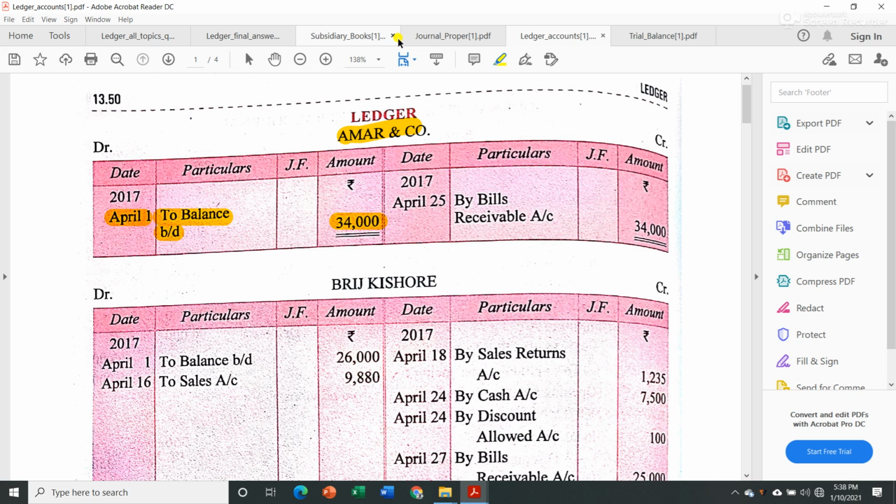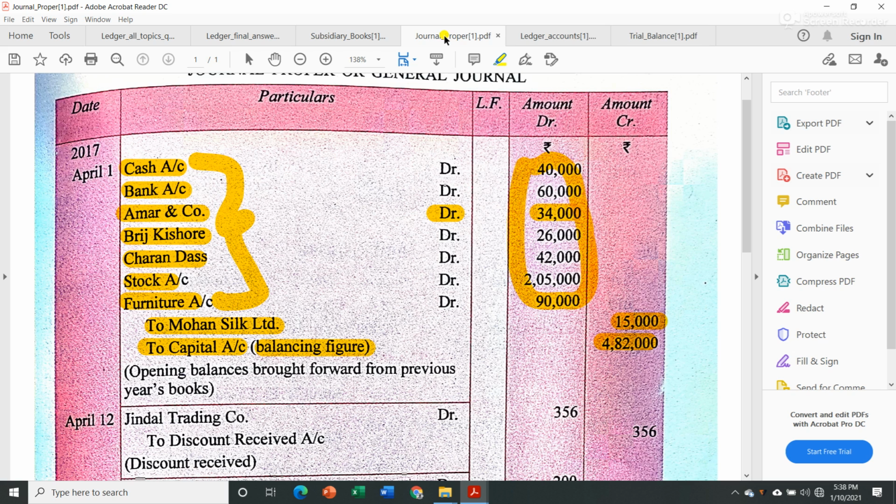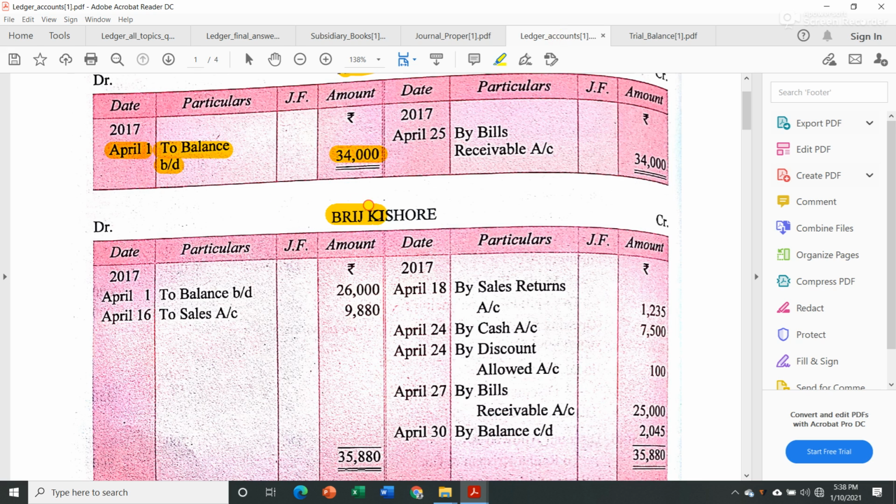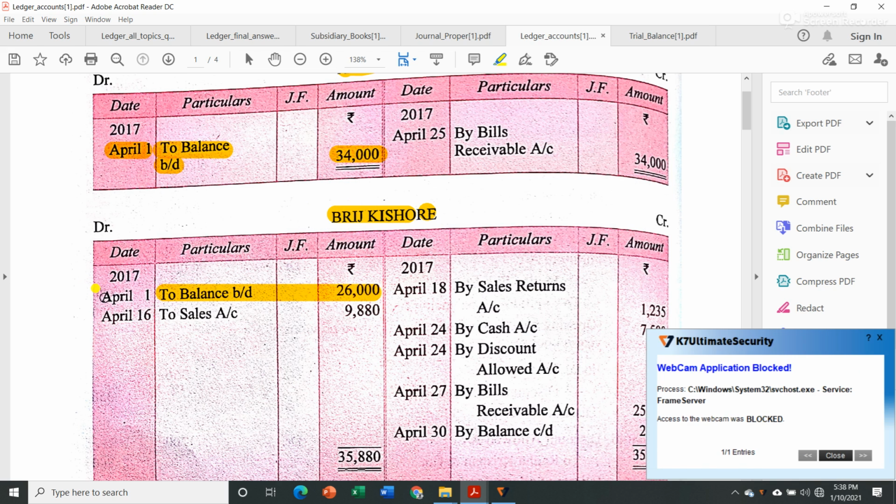Then, when you look into the journal proper, after Amar we have Brij Kishore having a debit balance of 26,000. So in the ledger we will next prepare Brij Kishore's account, and since his account is showing a debit balance, we will write to balance brought down 26,000 on April 1st.